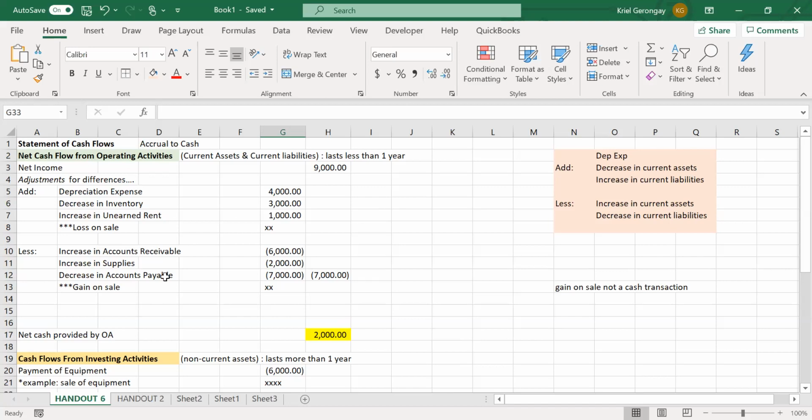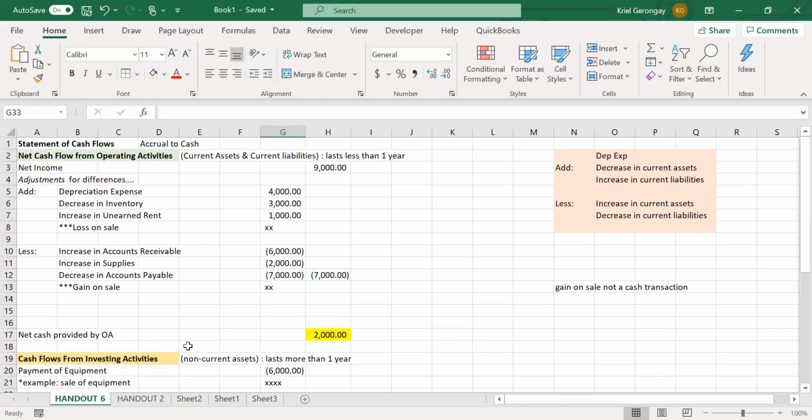Actually, for the statement of cash flows, you have to use both the balance sheet and the income statement. Oh, we have to use the balance sheet, but the answer is just the income statement, correct? Because for Handout 5, I remember we have to do the income statement and the balance sheet too. Oh yeah, you just have to do this, you don't have to do any balance sheet at all. Okay.